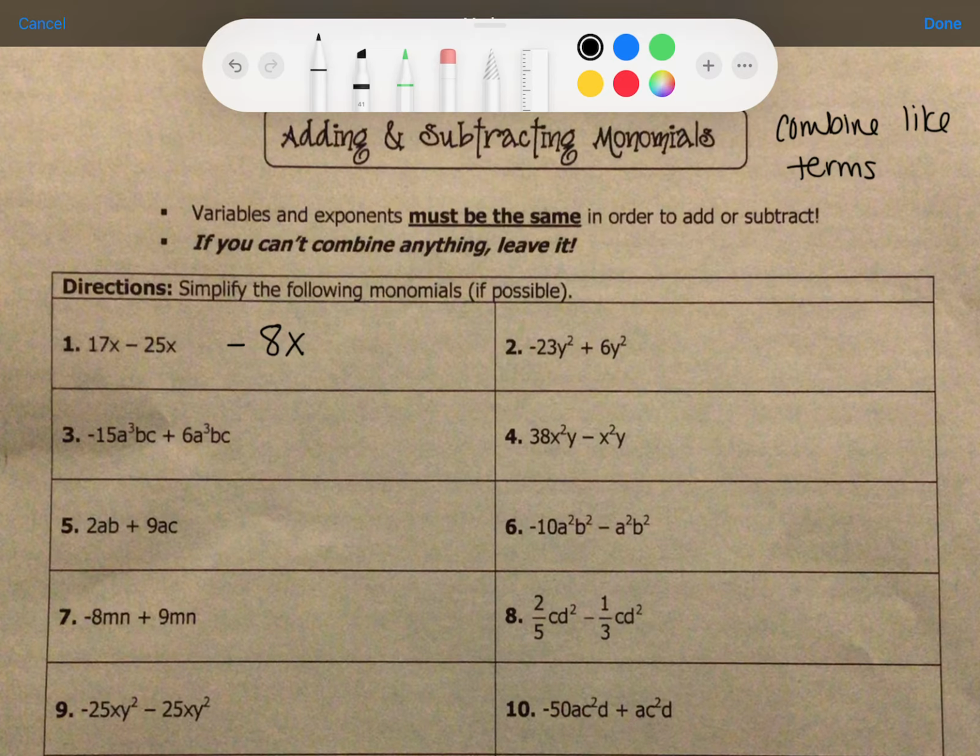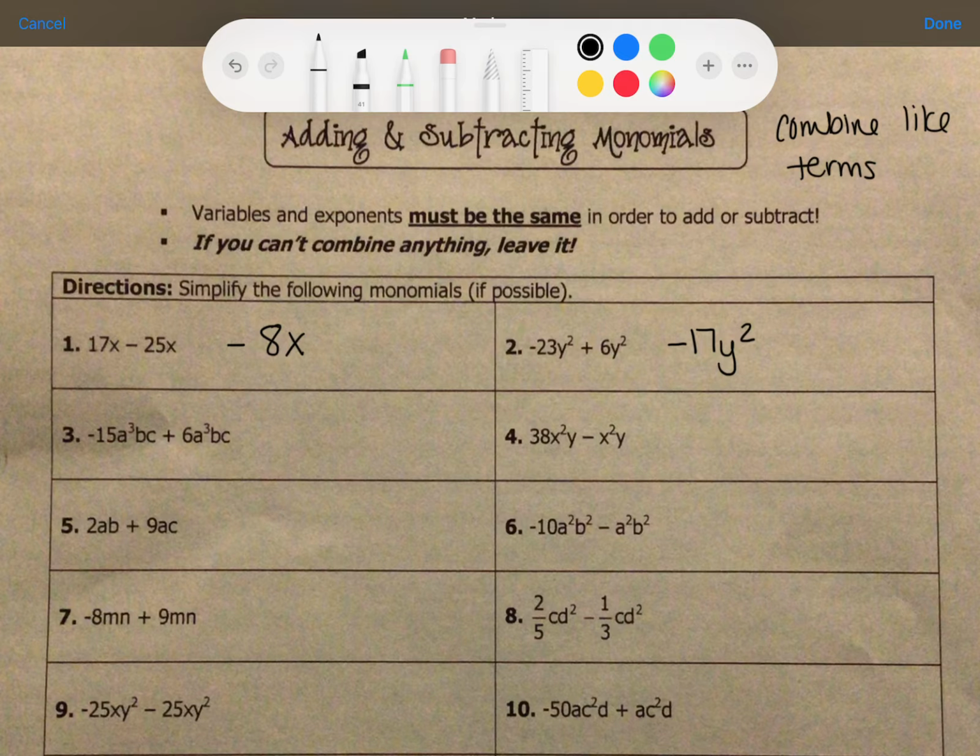All right, number 2. If you notice, they both contain a y squared. So again, I'm going to combine these two monomials together because they're alike. And I am going to subtract because my signs are different. Keep the sign of the bigger number. Gives me negative 17y squared. So I want you to pause the video and try number 3 and number 4. And then unpause the video and check your answers with me.